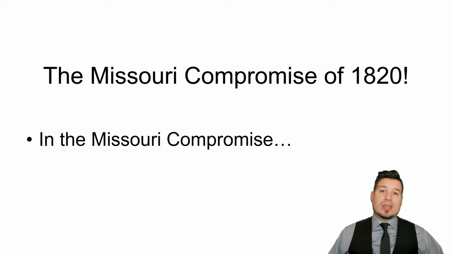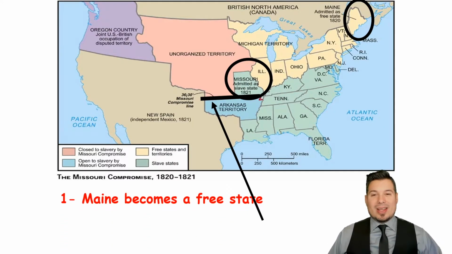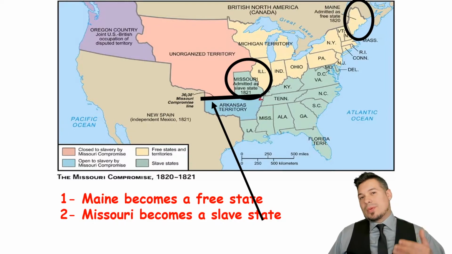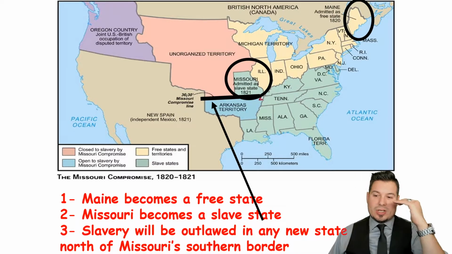So it all started really, if you want to go back, with the Missouri Compromise. We talked about the Missouri Compromise earlier. Essentially, if you remember, the Missouri Compromise said Maine can become a free state, which of course was part of Massachusetts back then. Missouri would become a slave state, and slavery would be outlawed in any new state north of Missouri's southern border.